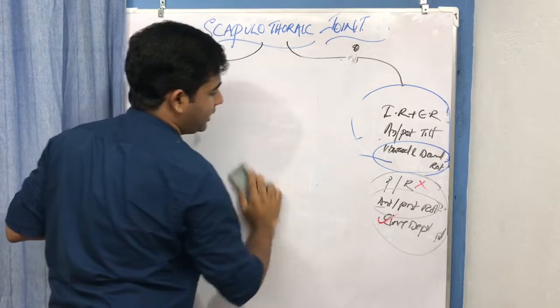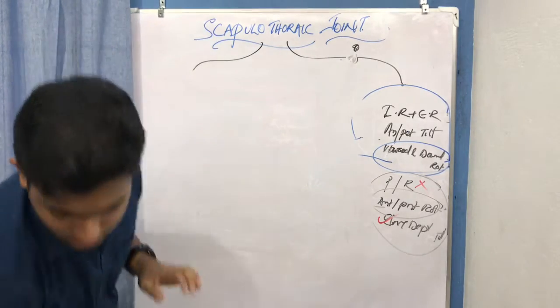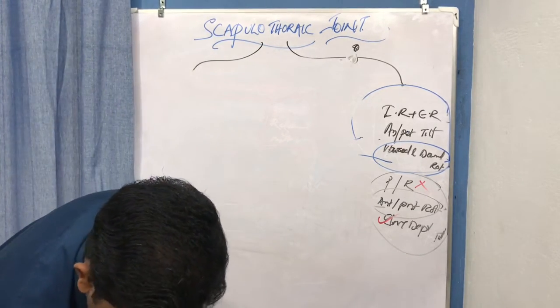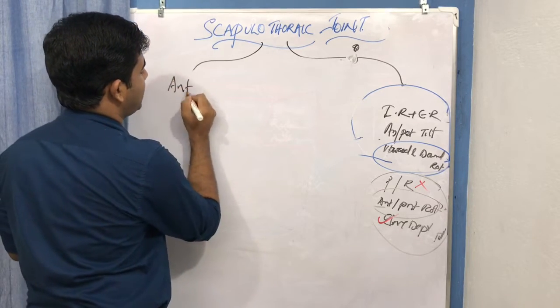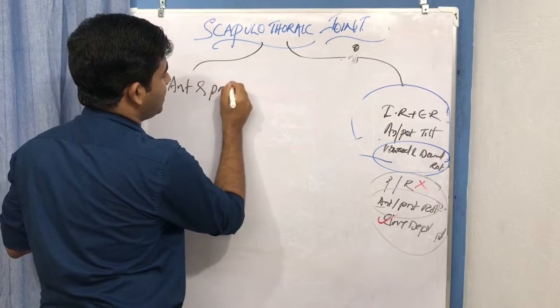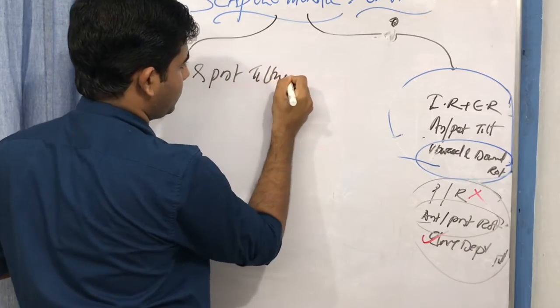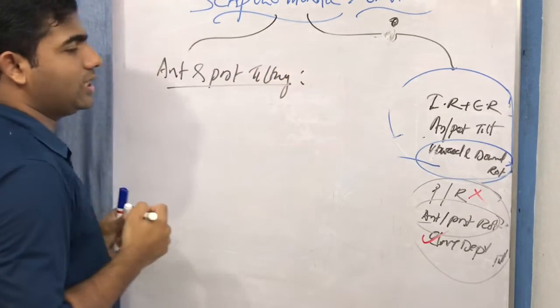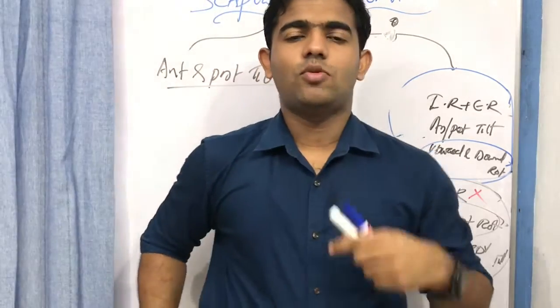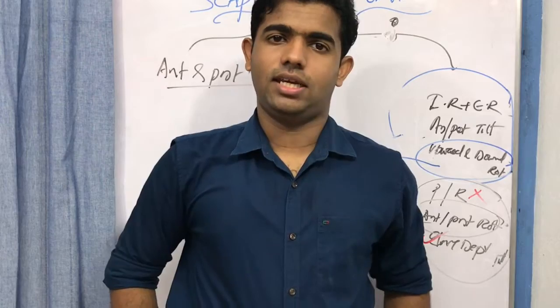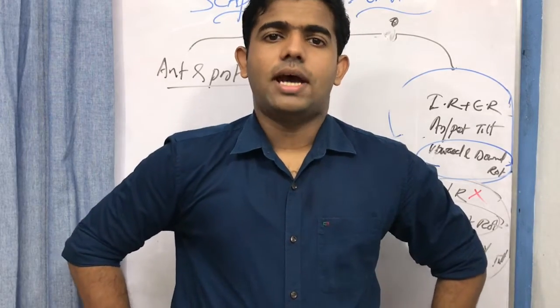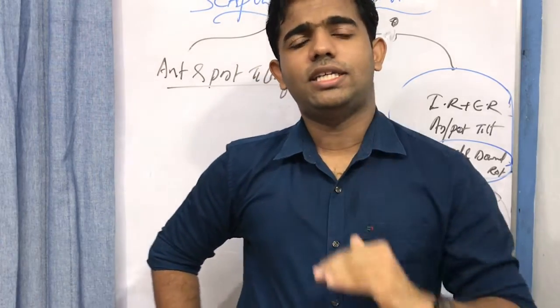Anterior and posterior tilting movement and internal and external rotation movement. It is very simple to understand as it is only a secondary movement. Definitely, this movement is not easy to observe. It is very difficult to understand clinically or examine. And what is anterior tilt?